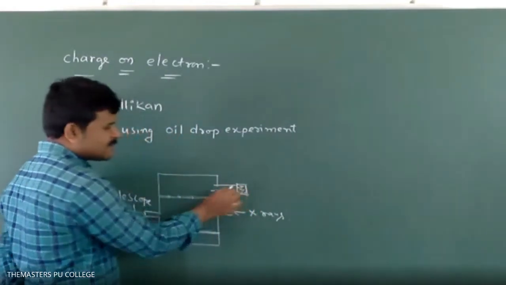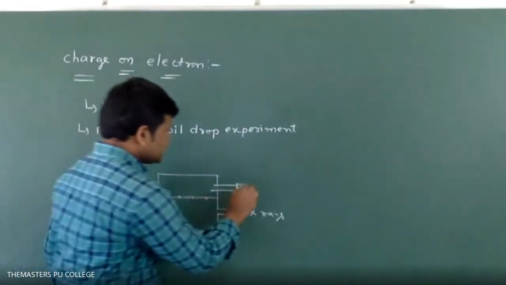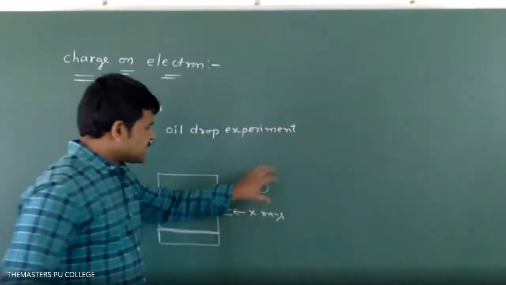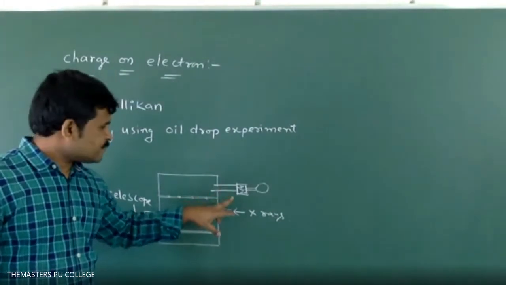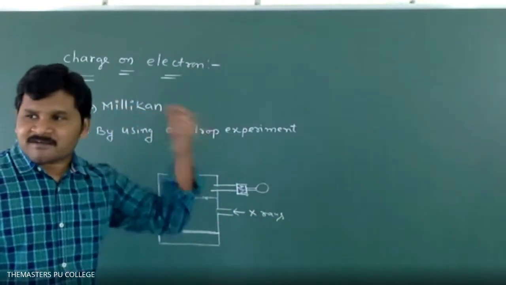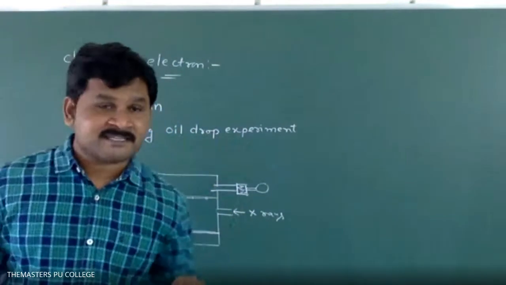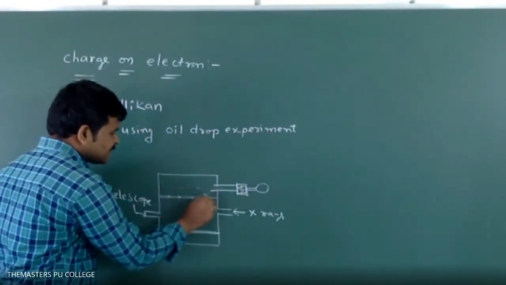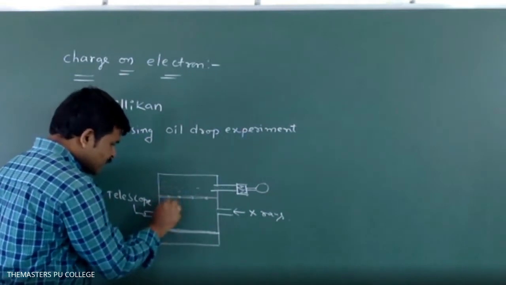So this is the oil reservoir. We have to take a certain amount of oil in that. By pressing this atomizer, what happens? The oil present in the container is converted into small droplets, like a shower. These shower droplets move onto the upper plate and slowly go down through the holes to the down plate.